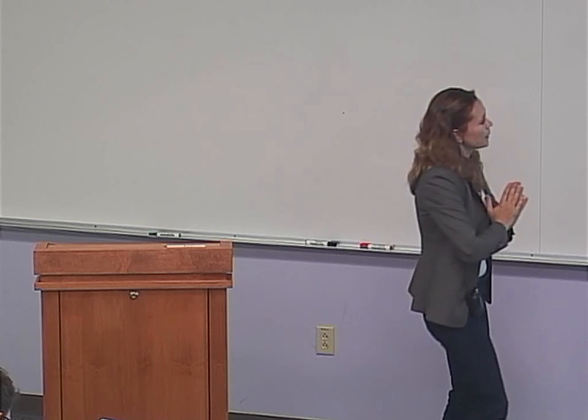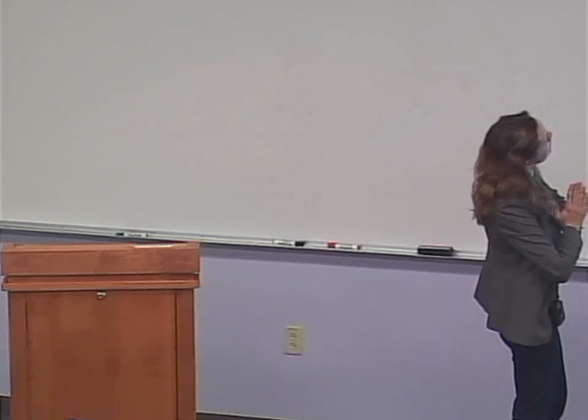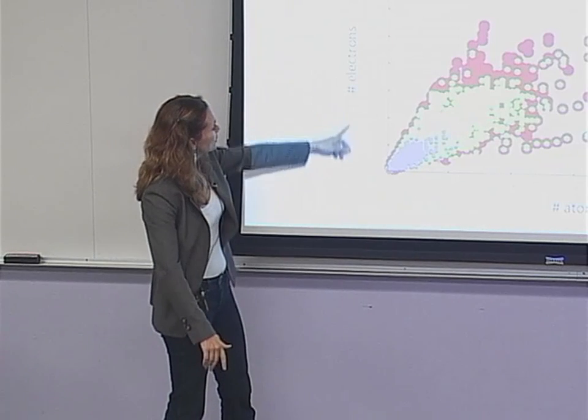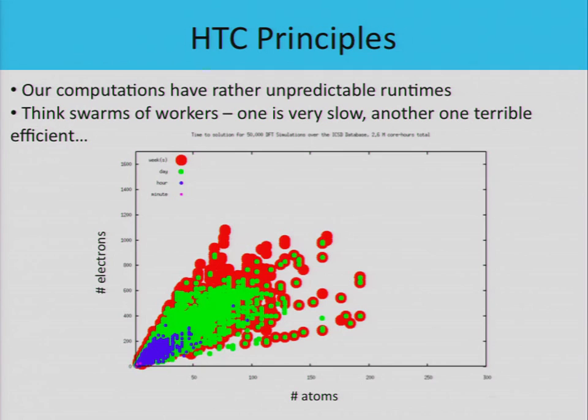This is 50,000 DFT simulations, right? And this is the number of electrons per number of atoms, which we tend to think correlates with how long it would take to solve the problem. That tells you something about the complexity. And the color scale here is how long it took to solve the problem. So the red is weeks, and the pink, magenta, is minutes.